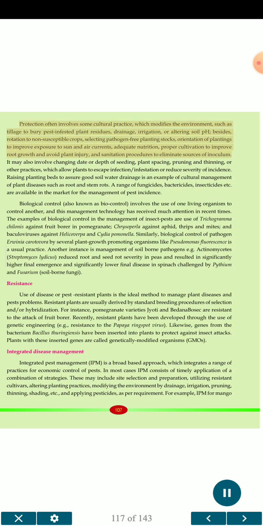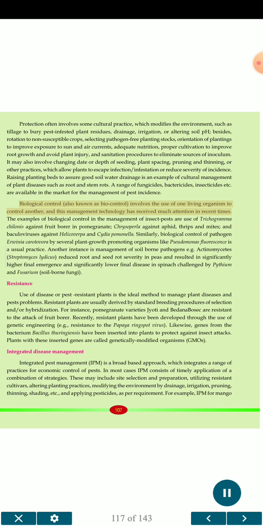Protection often involves some cultural practice which modifies the environment, such as tillage to bury pest-infested plant residues, drainage, irrigation, or altering soil pH. Besides, rotation to non-susceptible crops, selecting pathogen-free planting stocks, orientation of plantings to improve exposure to sun and air currents, adequate nutrition, proper cultivation to improve root growth and avoid plant injury, and sanitation procedures to eliminate sources of inoculum. It may also involve changing date or depth of seeding, plant spacing, pruning and thinning, or other practices which allow plants to escape infection, infestation, or reduce severity of incidence. Raising planting beds to assure good soil water drainage is an example of cultural management of plant diseases such as root and stem rots. A range of fungicides, bactericides, insecticides etc. are available in the market for the management of pest incidents.